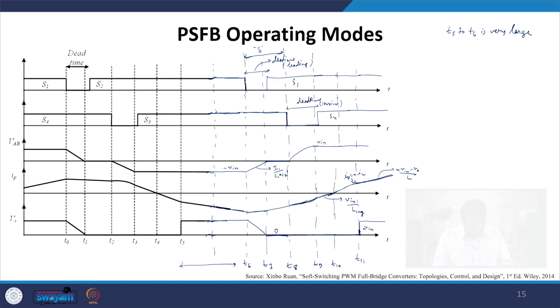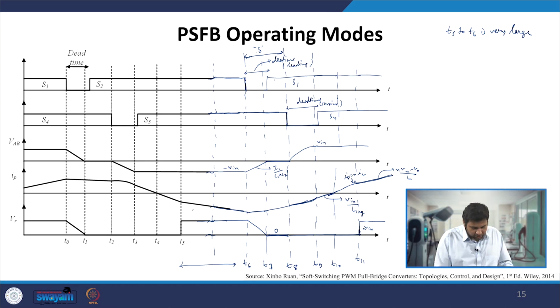However, if you look very carefully, these durations from T0 to T5 are small durations as compared to Ts.